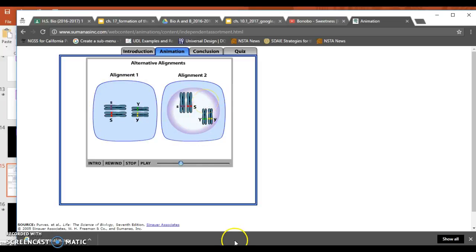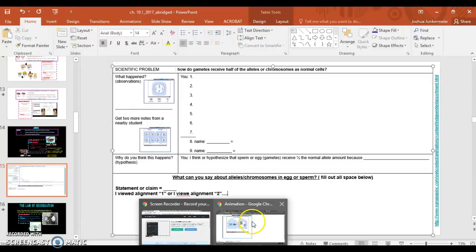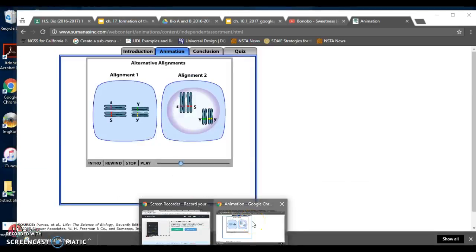What I need you to do in your statement of understanding is to explain, somewhere here, that I viewed alignment 1, or I viewed alignment 2. It's one or the other. Don't look at both. That'll confuse you. You'll get bad results if you look at both together and describe both. Just look at one and describe what you see.